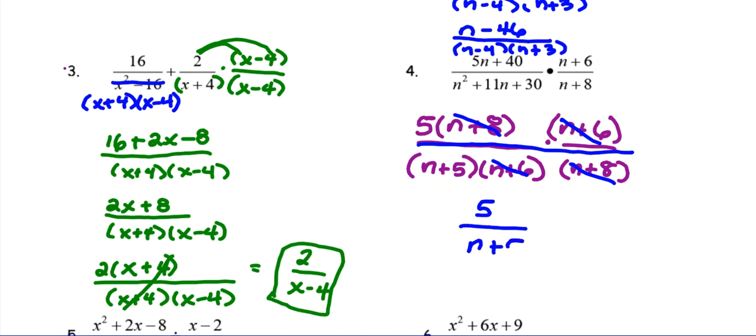Okay. I know a lot of people are going to be tempted to cancel the 5's out right here, but you can't do it because there's a plus right here. The n and 5 are not being multiplied. So this is your final answer.